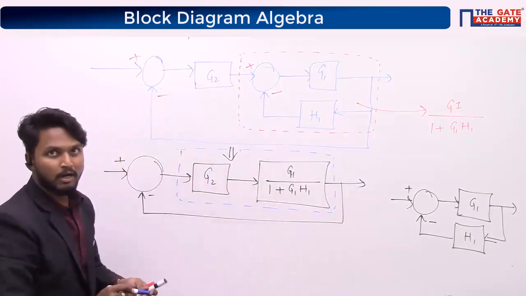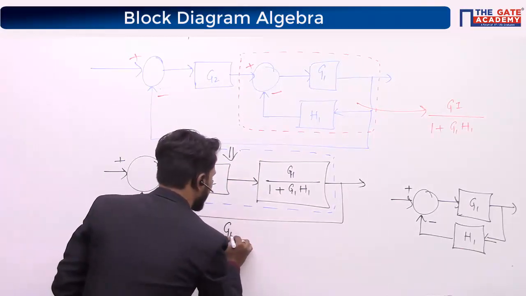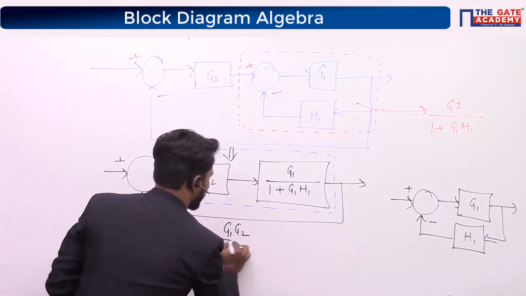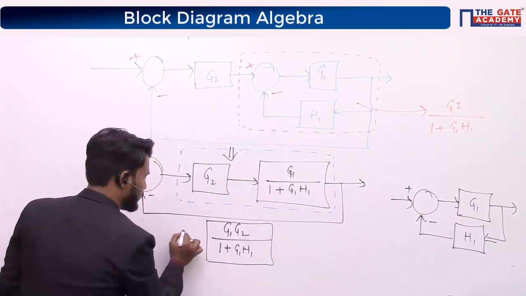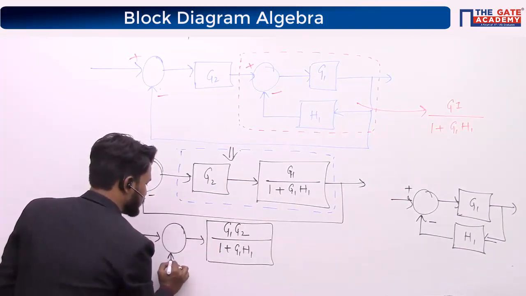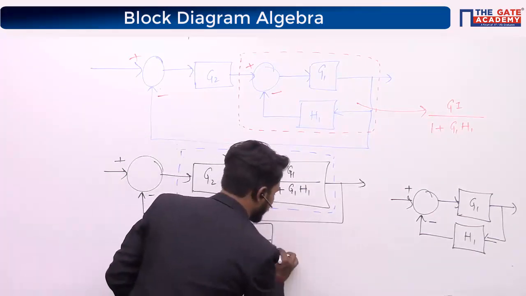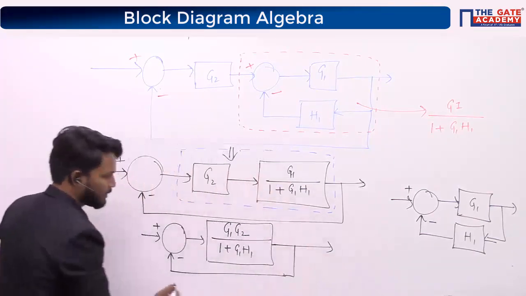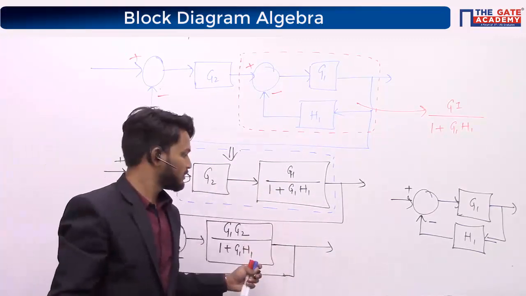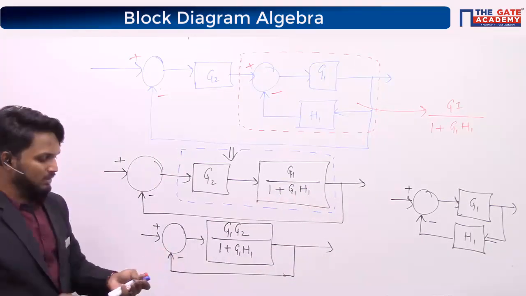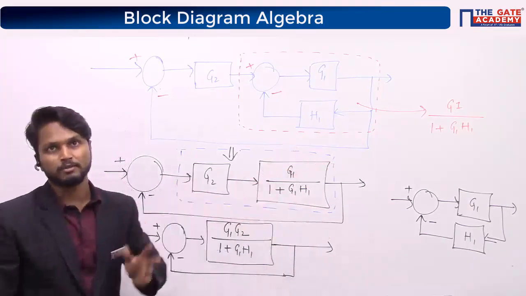Right? So now how can I simplify this in the next step? The next step is going to be G1 G2 divided by 1 plus G1 H1 in the feed forward path, and a unity feedback in the feedback path. So can you simplify this and tell me the next step? This is simpler. This is similar to G of S by 1 plus G of S H of S, right?